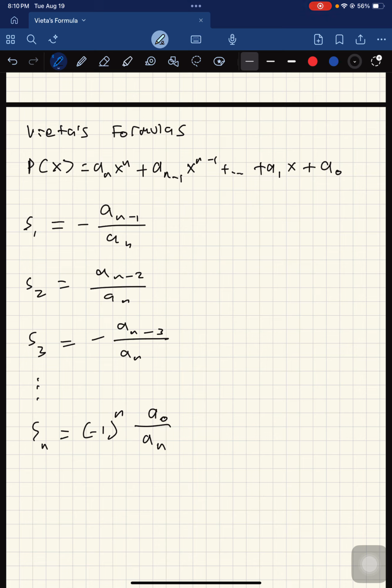So that's pretty much all there is to Vieta's formulas, and you can see that this can be applied to quadratics, cubics, and polynomials of any degree n that you want.